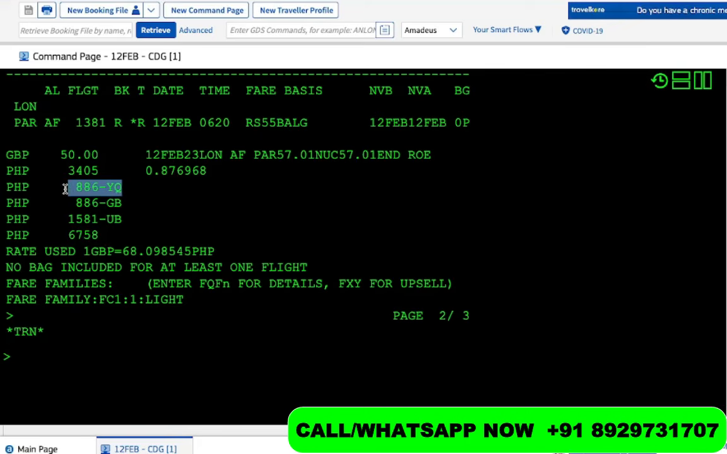This is YQ, fuel surcharge. This is UB, other taxes. Not much taxes that we have apart from these, because these countries are very close, France and Britain.